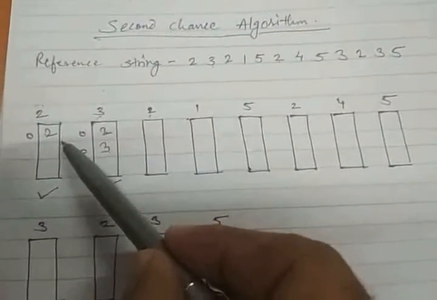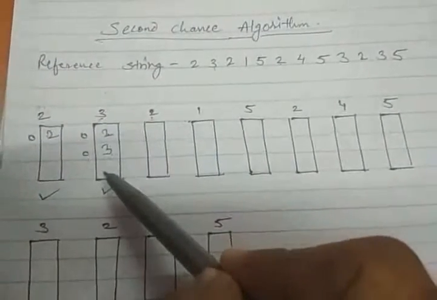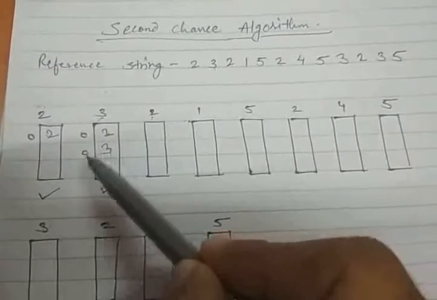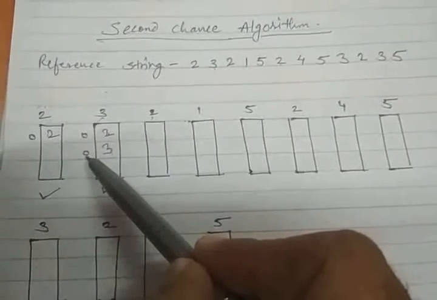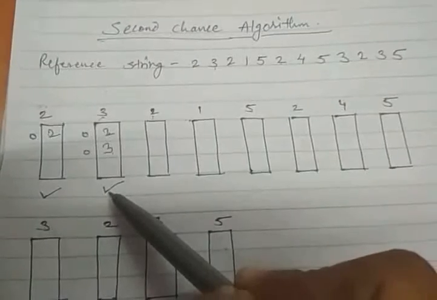After this 2, the next value is 3. This 3 is going to be added into the memory. Initially there is a blank slot, so 3 is added and we give it the reference bit 0. And here there is a page fault, so there is a tick mark.